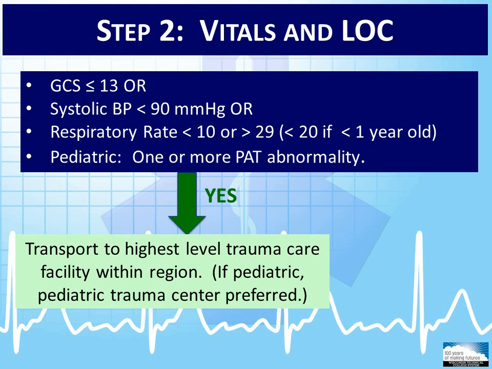Please note that if the patient is an infant less than 1 year old, the respiratory rate criteria is modified. Because young infants have a fast respiratory rate compared to adults, a rate below 20 breaths per minute is indicative of significant underlying problems necessitating higher level care. Additionally, if there is an abnormality noted in the pediatric patient's appearance, work of breathing, or circulation to the skin, this criteria is met and the patient should be transported to the highest level care facility available.